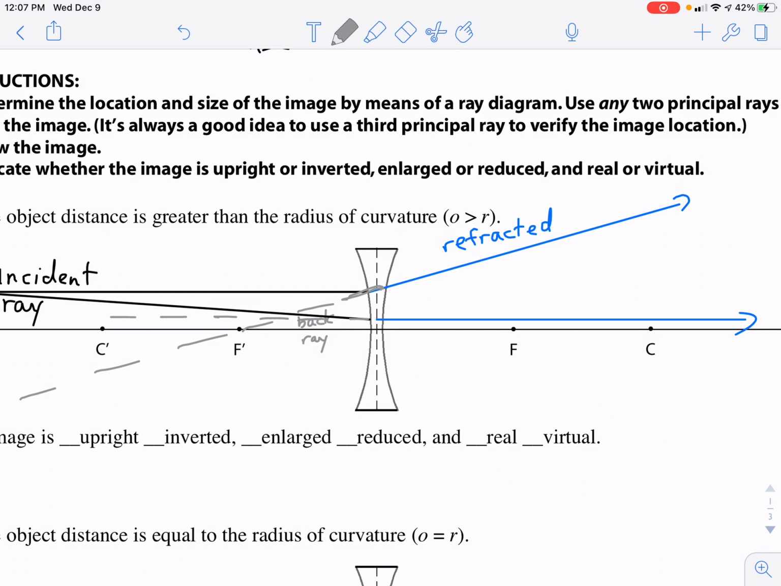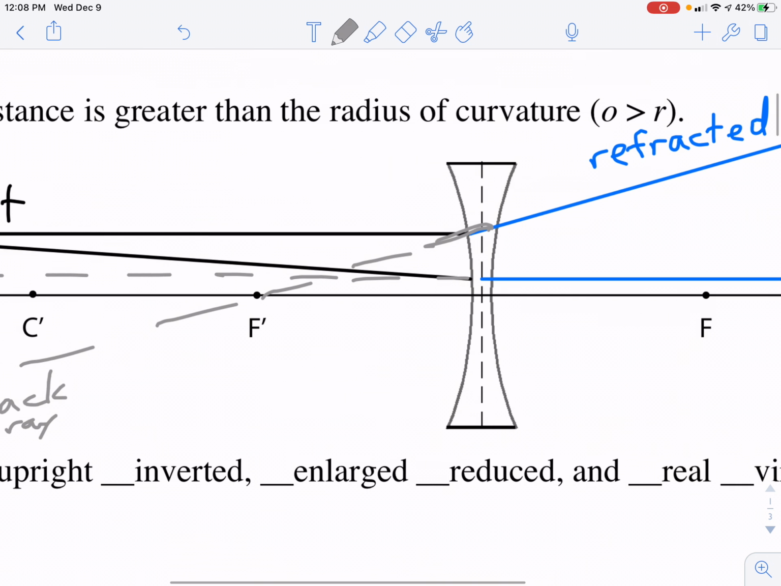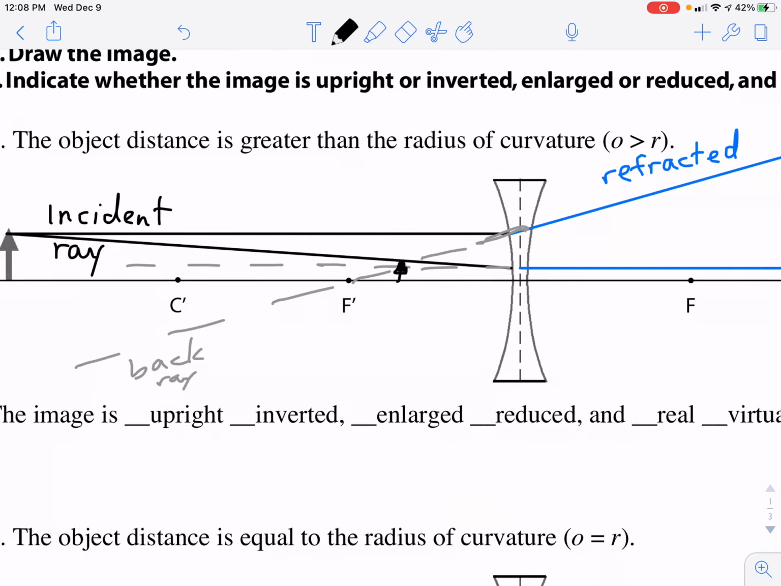And then from this, you produce a back ray, going backwards. And what you should notice from that, draw this over here, back ray. What you should notice is that the two gray dashed lines have intersected right at that spot right there. And I'm going to draw an arrow up to that point of intersection.